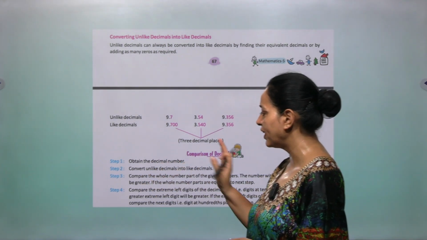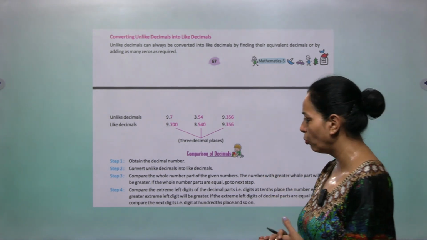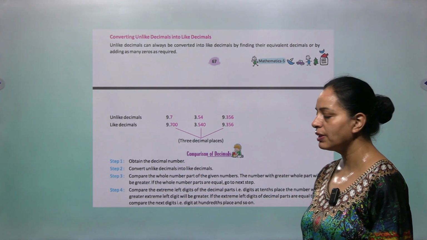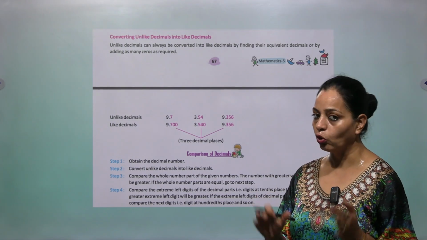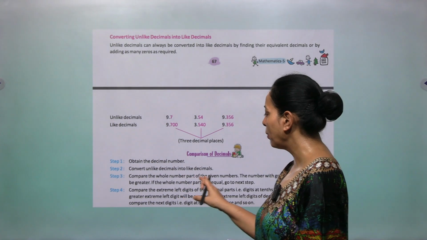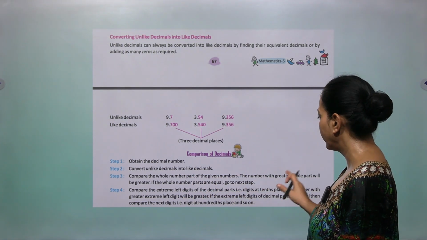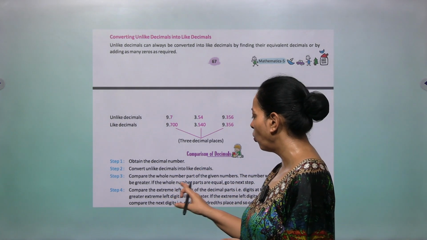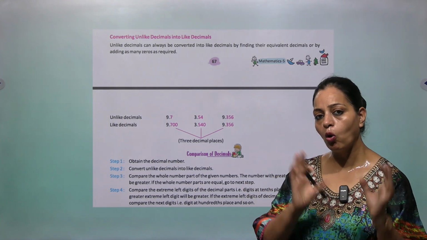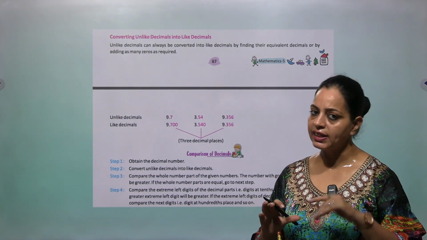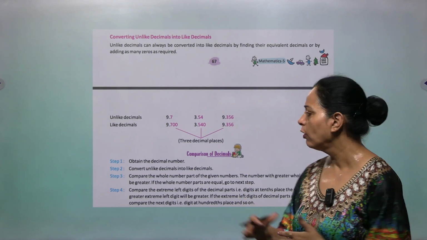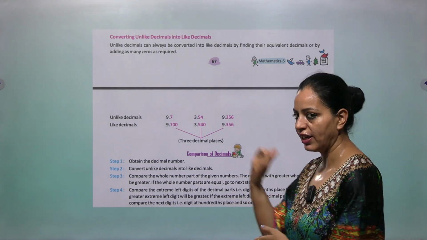Step 1, obtain the decimal numbers. Number जो लिख लो जो भी है. Step 2, convert unlike decimals into like decimals. अगर वो unlike है तो उनको like में change कर दो. Then step 3, compare the whole number part of the given numbers. The number with greater whole part will be greater. If the whole number parts are equal, go to the next step. आपने पहले compare करना है whole parts को. अगर whole part किसी का बड़ा है तो automatically that number is bigger. और अगर दोनों same है तो फिर आगे जाएंगे.